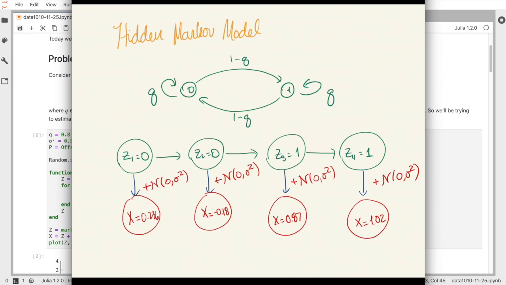And there are various approaches we could take. For example, we could take the Bayesian perspective and treat the parameters Q and sigma squared as random variables with some prior distribution, and try to sample all of the Z's together with Q and sigma from the posterior distribution given the observed data. Alternatively, we could take a frequentist perspective and treat Q and sigma squared as fixed unknown constants and try to maximize the likelihood.